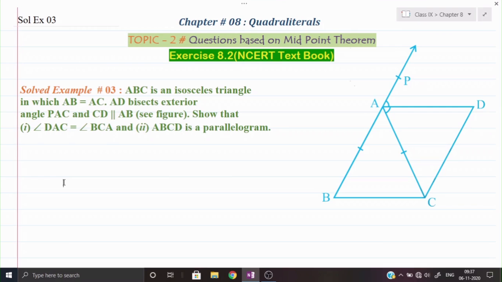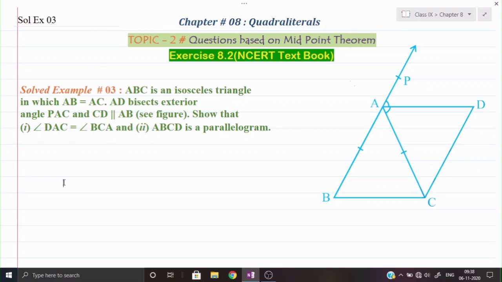First of all, let us see what the given example is. ABC is an isosceles triangle in which AB and AC are equal. You are looking at the bottom, where one triangle is given to us. The name of the triangle is ABC, and in this triangle the two sides AB and AC are equal. Further, they are extending the line BA up to the point P.